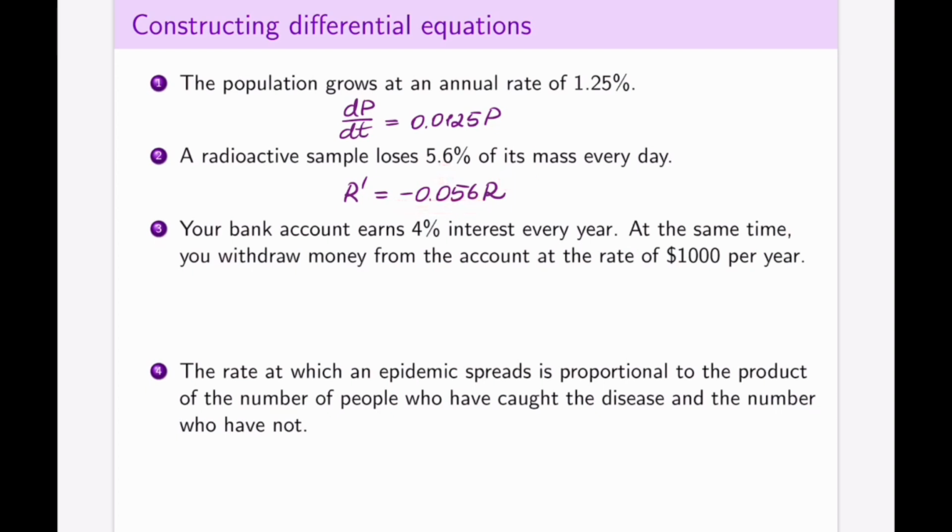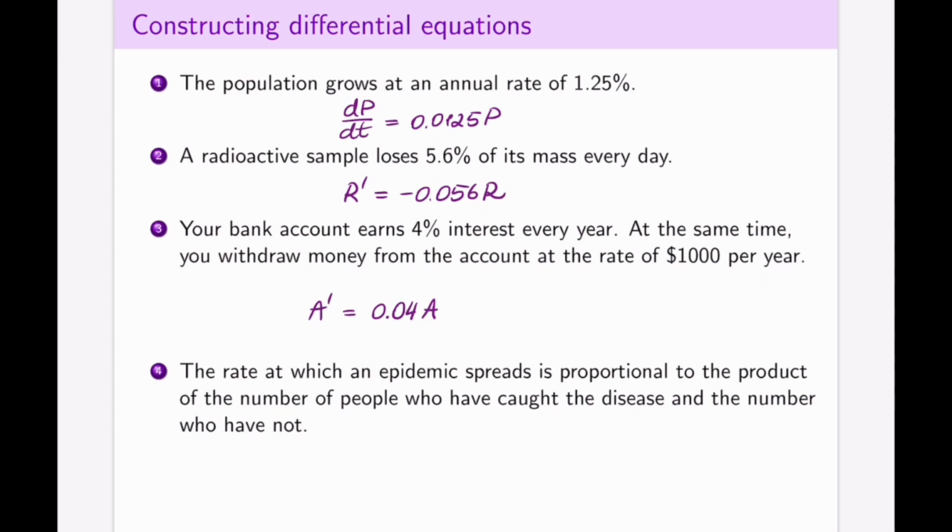The next example is a bit more complicated because there's two pieces of information we have to keep in mind. Your bank account earns 4% of interest every year, which is very similar to our first problem here. It's 4% of whatever you have in the account. So I can start setting up my equation. Let's say the amount of money is going to be A. So the rate at which it grows is proportional with 4% proportionality to the amount of money I have in the account already. However, I still have a second sentence to go here.